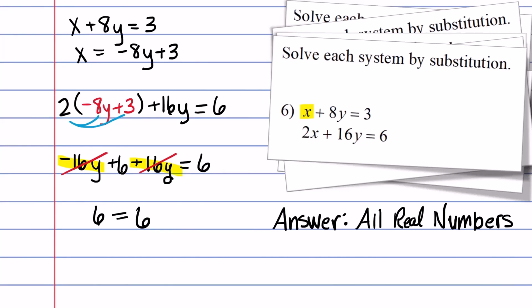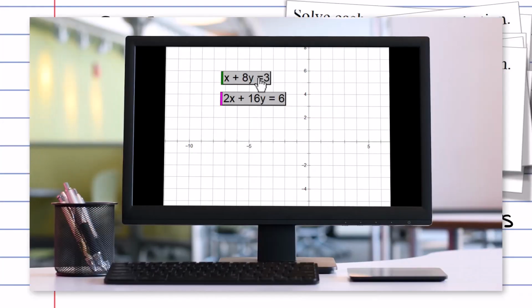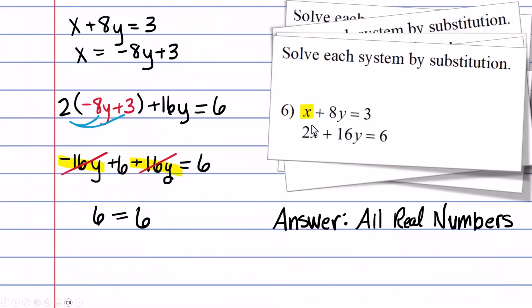Well, let's take a look at the graph of this. When I graph these two lines, it's like you can't see two lines because they're actually the same line. When I graph one, the second one maps right on top of it. They are the same line. Let's go back and look at the system. Check out these numbers. X times 2 is 2x, 8y times 2 is 16y, and 3 times 2 is 6. This is actually the same equation. It's just the second one has everything multiplied times 2.